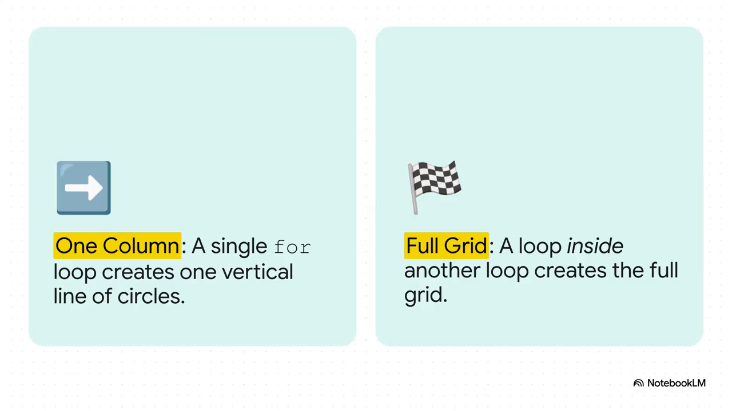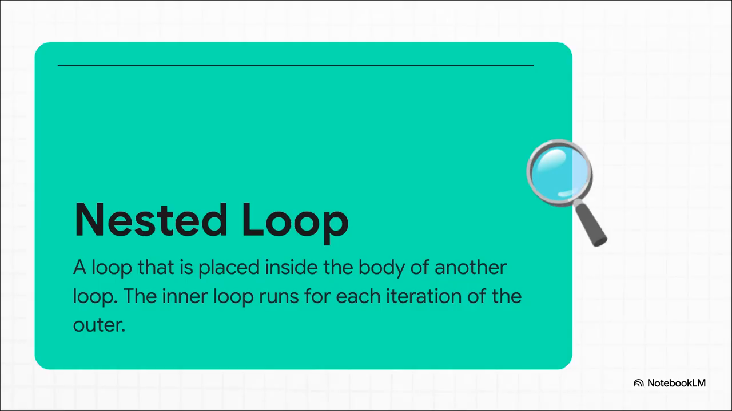And that brings us to the main event. You see, making one column just needs that single for loop. But to get the whole grid, we need a loop that lives inside of another loop. This cool and powerful structure actually has a special name. We call it a nested loop. It's a simple name, but it's a really powerful concept. You've got your outer loop and your inner loop, and the way they work together, well, that's the most important piece of the puzzle to understand.